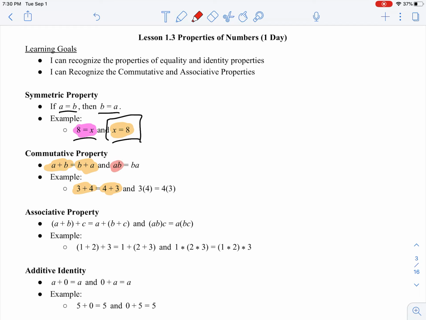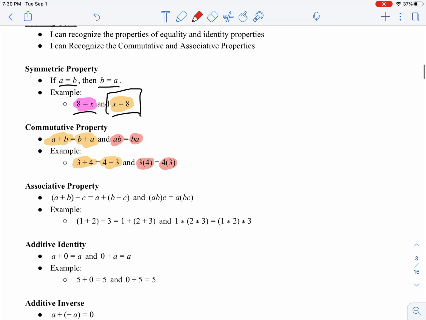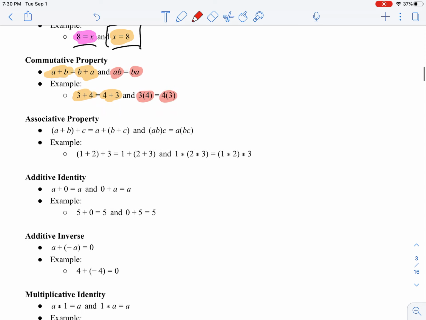A plus b, or sorry, this is times. A times b equals b times a. Does that really work? 3 times 4 equals 4 times 3? Yeah, that works. They're both 12. So that's the commutative property. It doesn't work for subtraction or division.